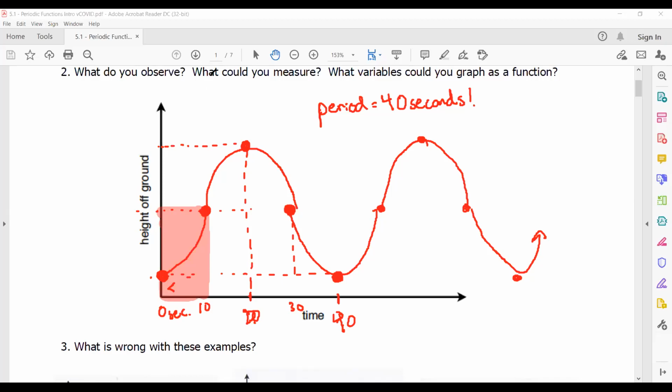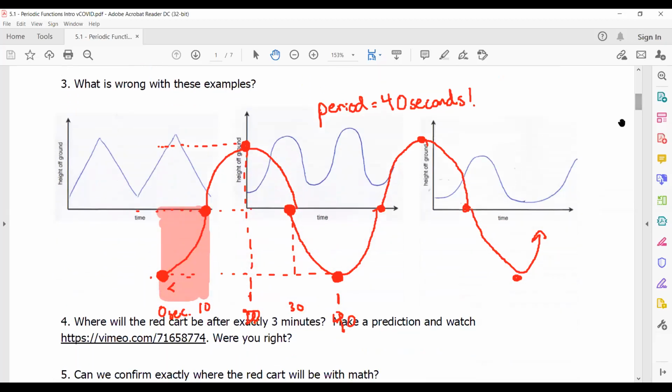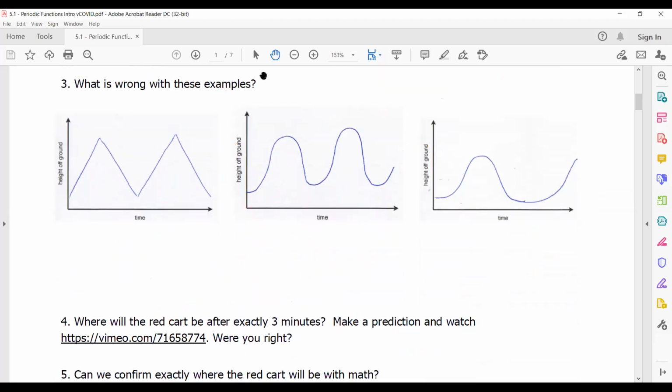What do you notice then? What can you say about the three different examples on the bottom and what's wrong with them? What can you say about the first one, the pointy one? Why is that so wrong? So without getting too mathematical, you can say that what's wrong is there's no gradual increase or decrease.